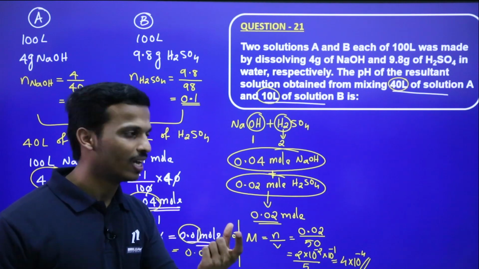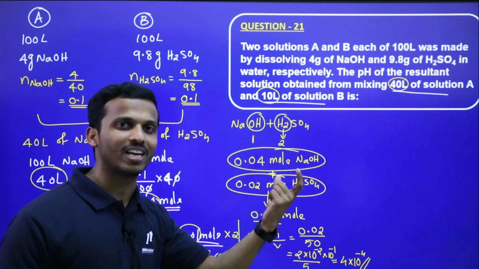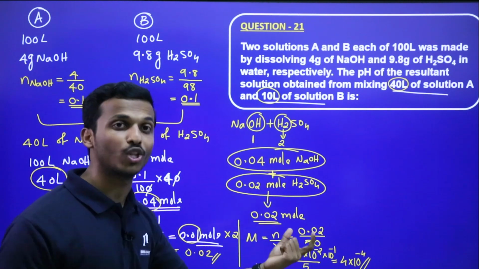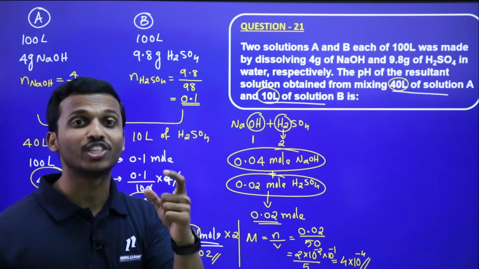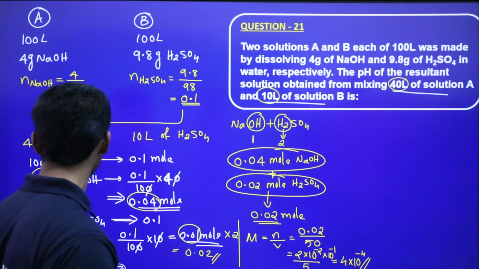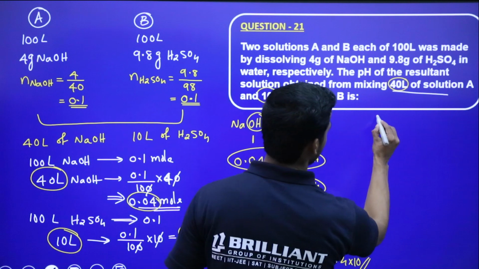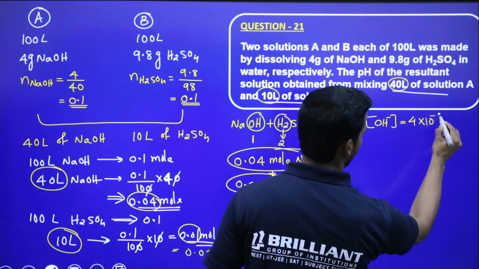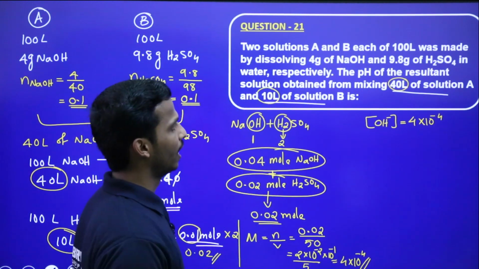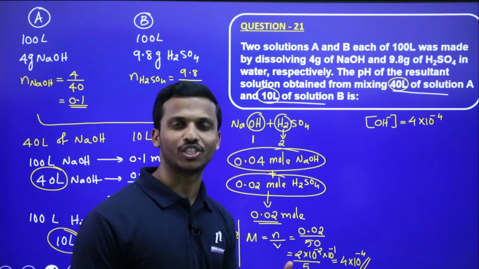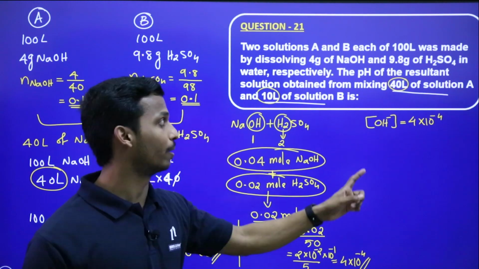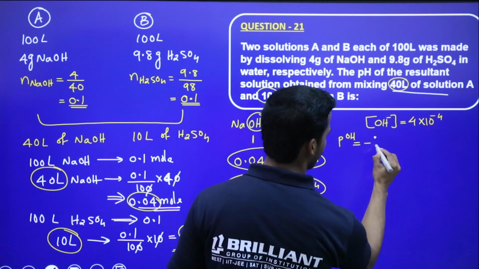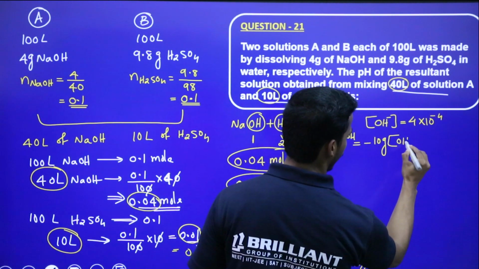If there is 4 into 10 to the power minus 4 molar NaOH, we can say there will be 4 into 10 to the power minus 4 molar OH minus. So this is the concentration of your OH minus, right? If you know the OH minus concentration, we can find the pOH, but the question asks for pH. First we calculate pOH. What is pOH, student? Negative log of OH minus.